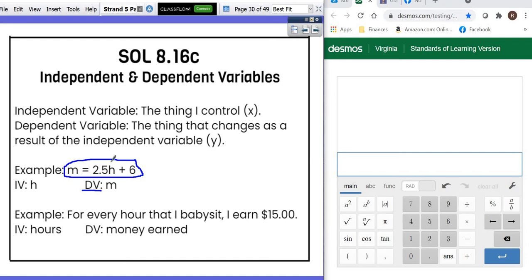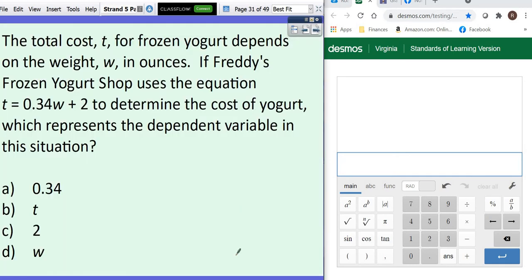Then the independent variable is always the variable that's inside of the equation. So in this case, it's an H. So this example, if we want to read one out, it says, for every hour that I babysit, I earn $15. Well, the independent variable is how many hours I babysit, and the dependent variable is the total amount of money earned. Okay, let's see what kind of examples we have.